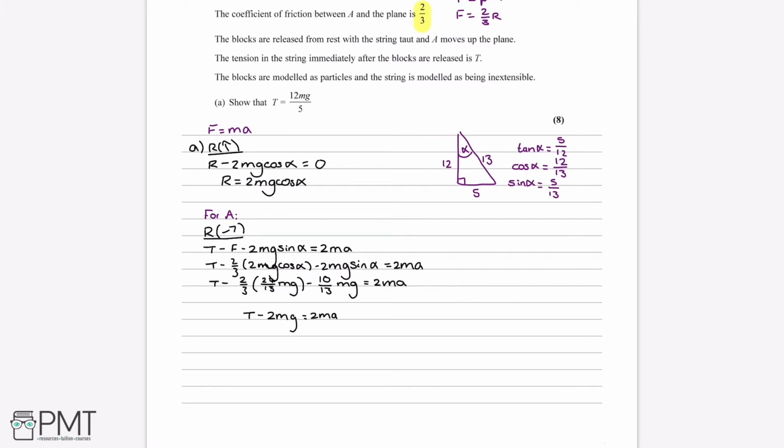So now we have this expression for the tension in A, along with an m and an a term, which is why we can't solve this. We can do the exact same thing for B.